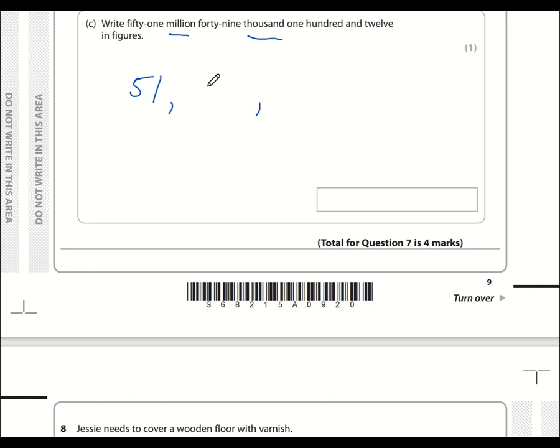So I can't just plonk in 49, I'm going to write 049. So it's 51,049,000, and now 112. Nice and easy. The only thing that made this difficult is having to put in that 0 there. And now we can take the commas out if we don't like commas. We can leave gaps if we prefer, or we can just chuck the numbers side by side. That is our final answer.